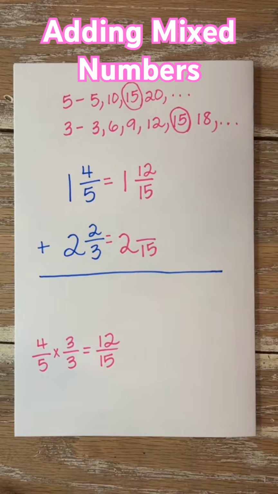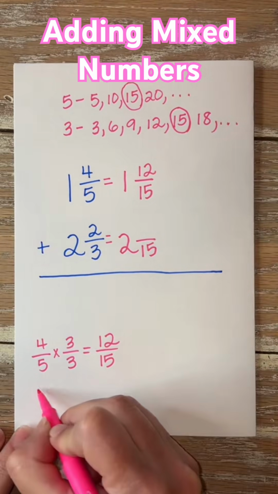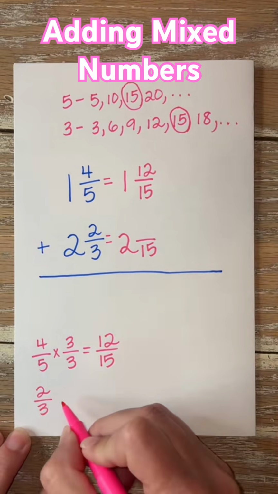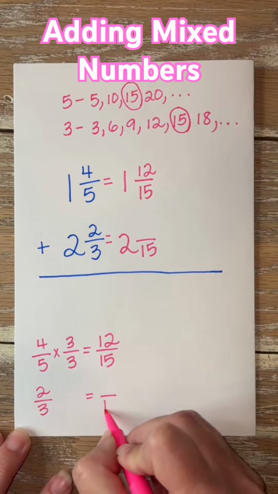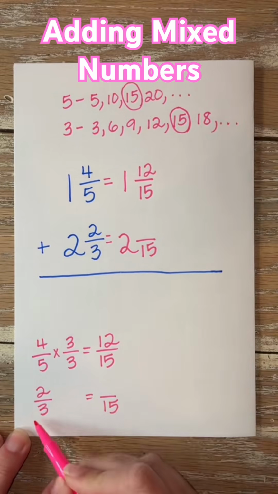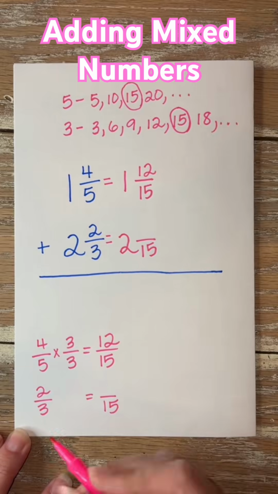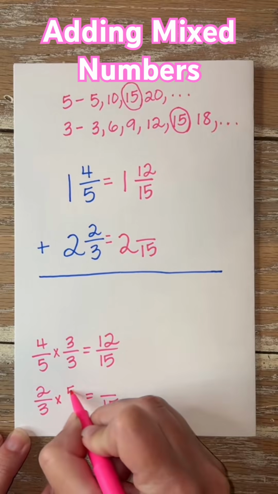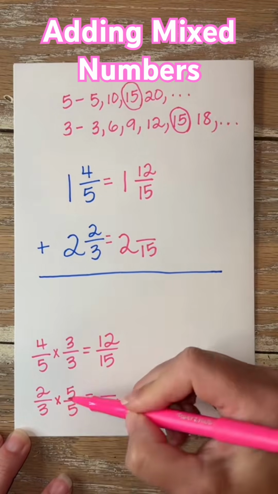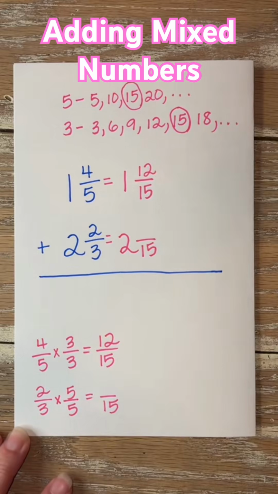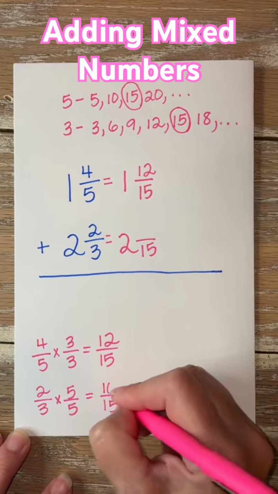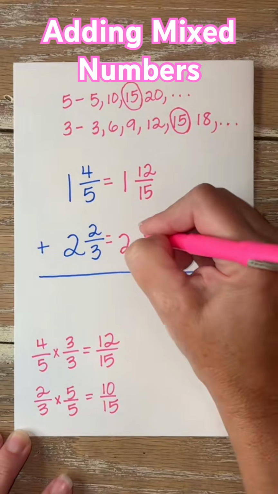We need to do the same thing with 2/3. So if I have 2/3 and I want to get an equivalent fraction with a denominator of 15, we can see that I need to multiply the denominator by 5. And if I multiply the denominator by 5, I've got to multiply the numerator by 5 as well, because 5/5 is 1. And therefore, I'm not changing the value of 2/3. All right, so 2/3 is equivalent to 10/15.